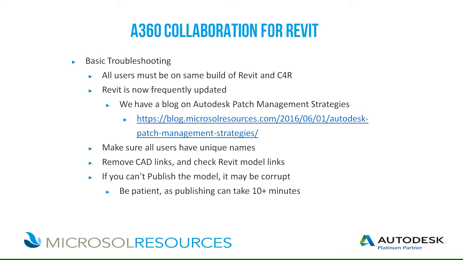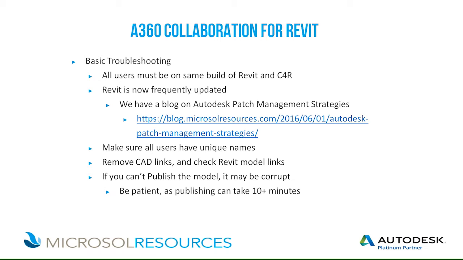One of the best ways to avoid any issues to begin with, and one of the first things to check if you run into any problems, is to make sure that all users are on the same build of Revit and Collaboration for Revit. This can be a little bit of a problem just because Revit is frequently updated these days. So you might get a new update release or a patch once a month, maybe twice a month.